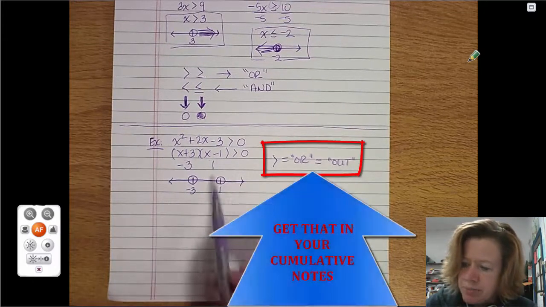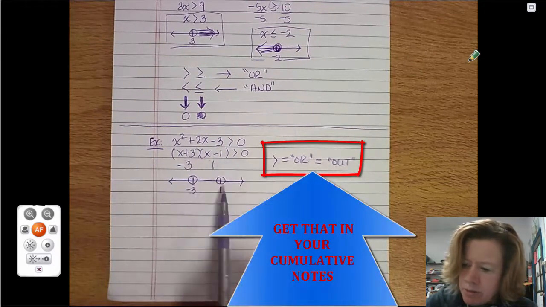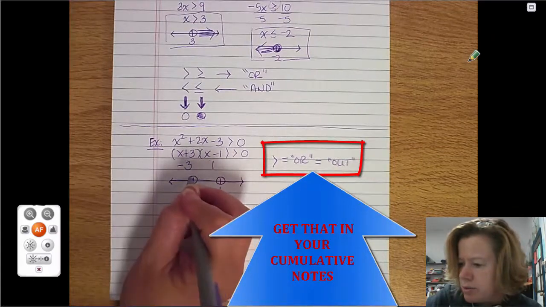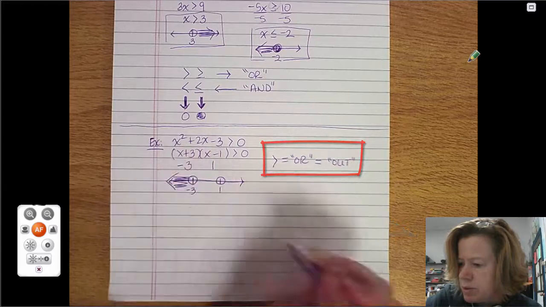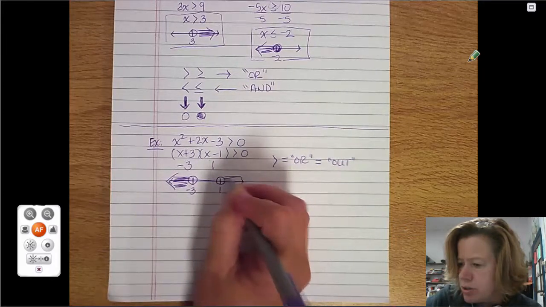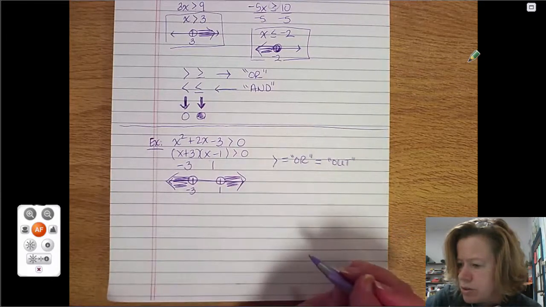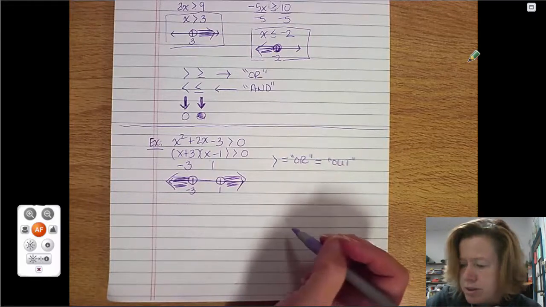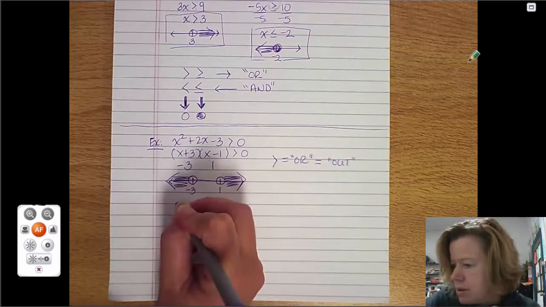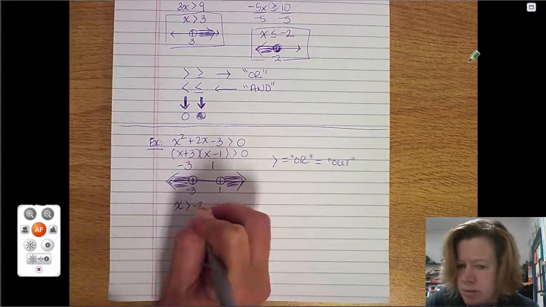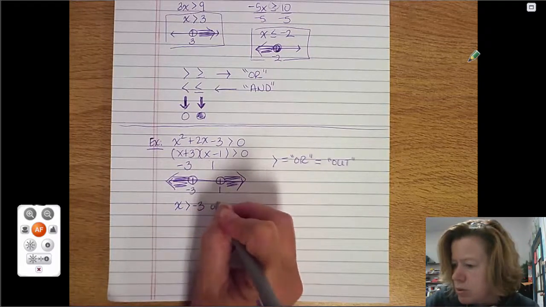So to finish this up, because I have a greater than, it's an or, and I'm going to shade out. So I'm going to shade away from each other. So I'm going to shade all things less than negative 3 and all things greater than 1. And then I need that. So I would say x is less than negative 3 or x is greater than 1.